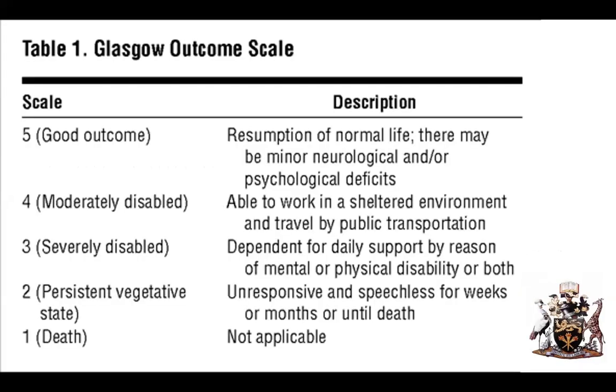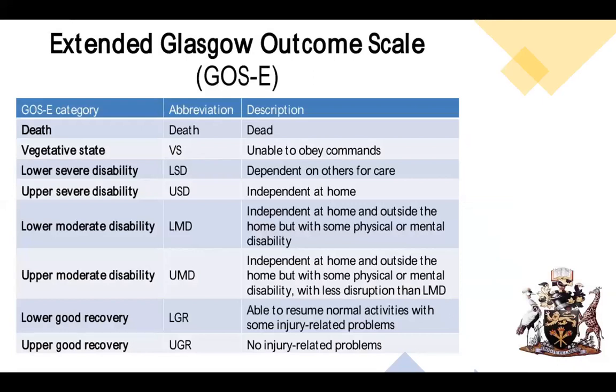This is the Glasgow outcome scale. We used to use it for patients at discharge and at 6 months, and it was found to be very limiting. Now we use the extended Glasgow outcome scale. So you'll find that either the patient is dead or all the way to upper good recovery, where they are able to resume. And you'll find that a lot of patients with severe head injury with diffuse axonal injury either fall in vegetative states or, at best, lower severe disability.